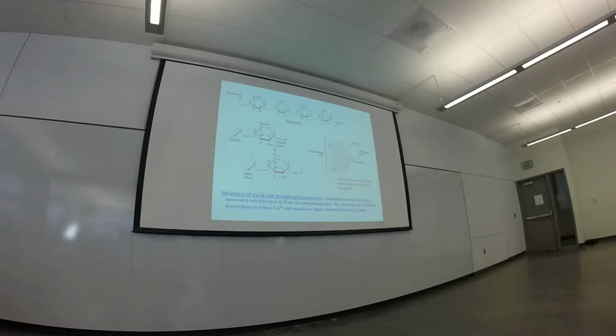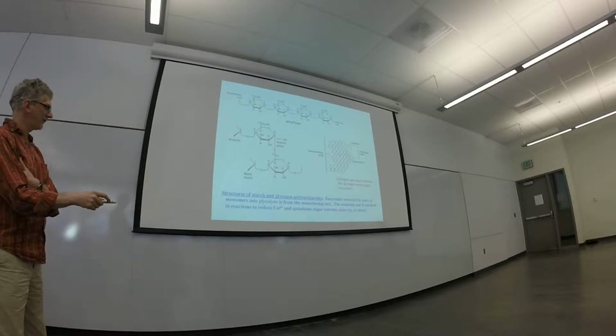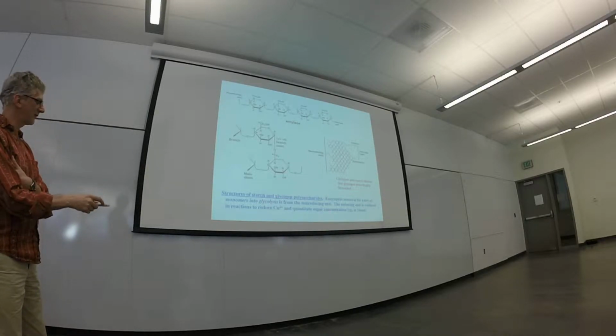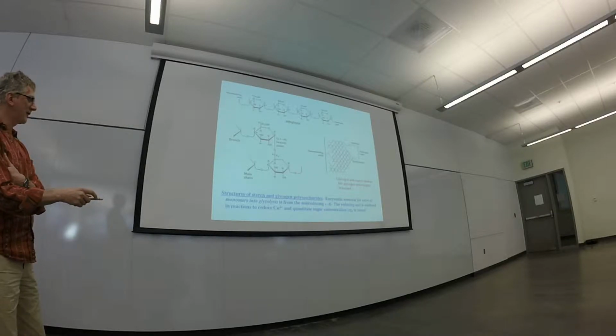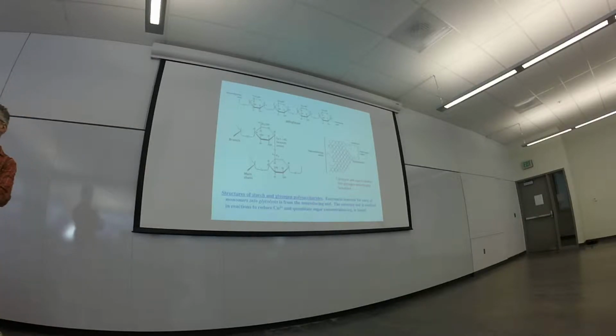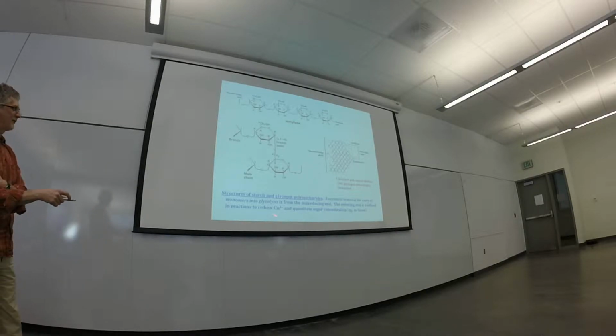So, structures of starch and glycogen. These are the storage polysaccharides. You saw them last time. Glycogen is broken down from the non-reducing ends. So enzymatic removal for entry of monomers into glycolysis is from the non-reducing end. The reducing end has a free anomeric carbon capable of being oxidized, as in these reactions that reduce copper.